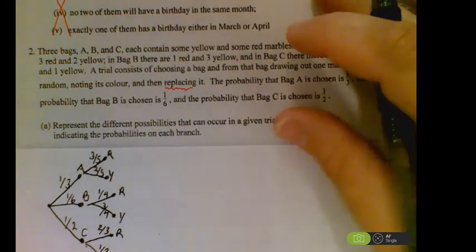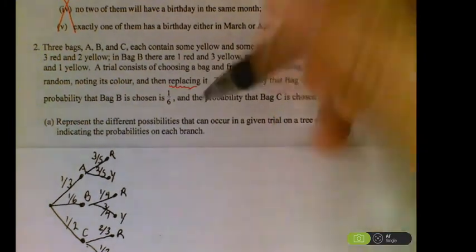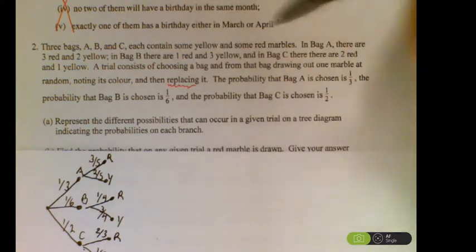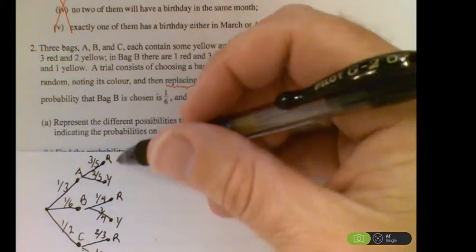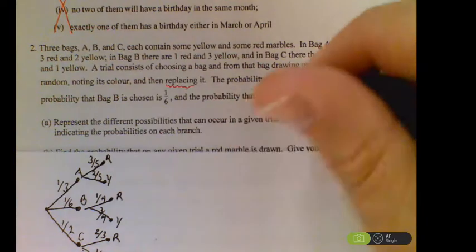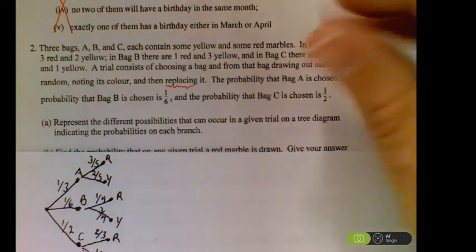Typically what you often see with quick questions like this is when they give you a statement like that, it's because you're then picking another marble. And so we then have to consider what would happen on those remaining cases, but this one didn't go that far.